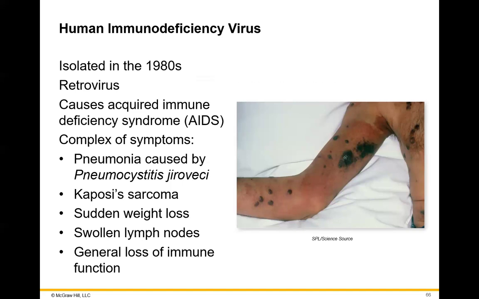HIV is caused by a retrovirus. It's called a retrovirus because we have that reverse transcriptase. So its genome is RNA, turns it into DNA, and then incorporates it into the host genome, thanks to that enzyme and other accompanying enzymes.